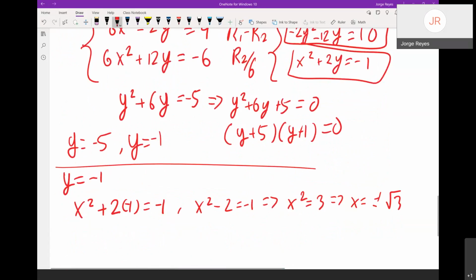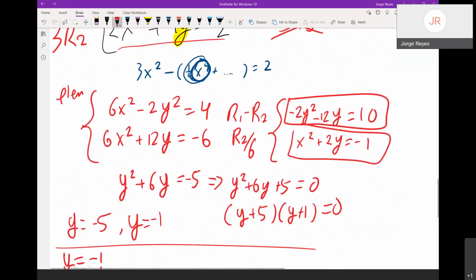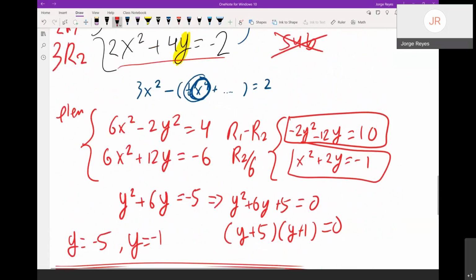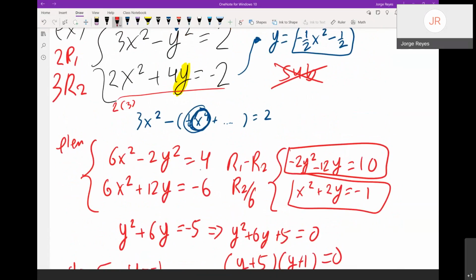Is that right? So then I'm supposed to get these as answers: square root of 3, -1 and -square root of 3, -1. All right, I'm going to check if that's right. So I'm going to plug it into this thing. So x is the square root of 3. So I'm going to get 2 times 3 plus, well, -4, right? Because y is -1. So 6 minus 4 is definitely not -2.